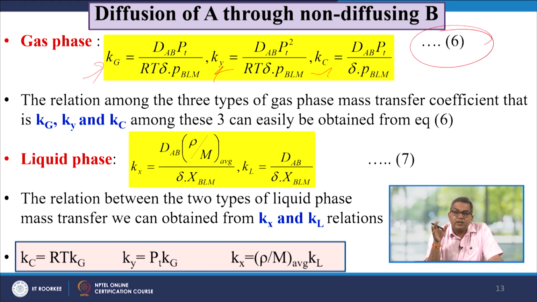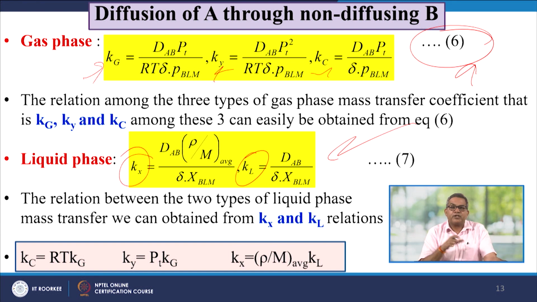So the relation among the three types of gas phase mass transfer coefficients, that is Kg, Ky and Kc, can easily be obtained from this particular equation. Now if we talk about the liquid phase, the mass transfer coefficients Kx and Kl can be represented mathematically as per equation number 7. So the relation between the two types of liquid phase mass transfer coefficients we can obtain from the Kx and Kl relations. This can be mathematically obtained as Kc is equal to Rt Kg and Ky is equal to Pt Kg.